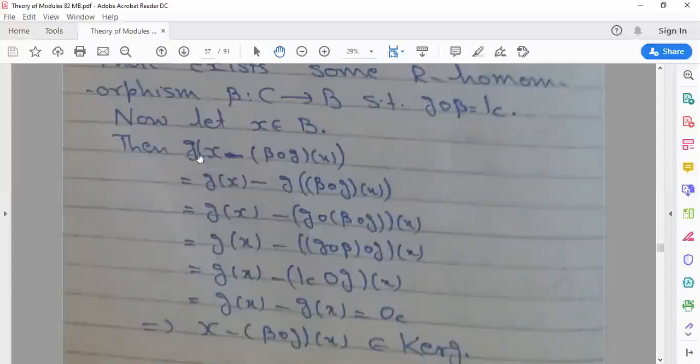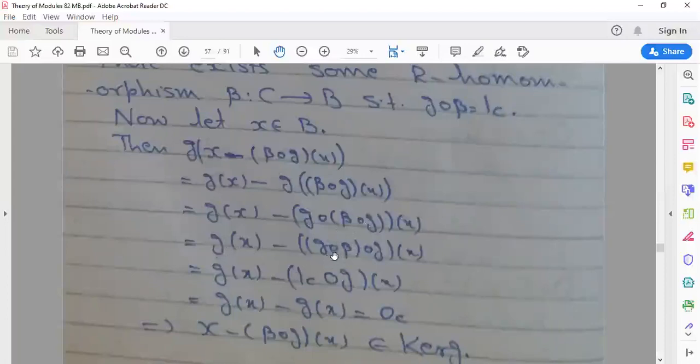After this, we have applied this function. So G of X minus G of beta composition G of X. After this, we are applying the associative law of composition of functions. After this, we are again applying the associative law of composition of functions.